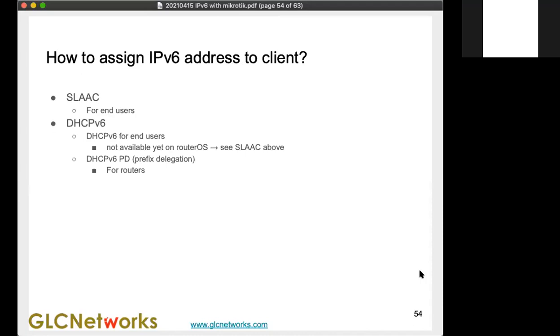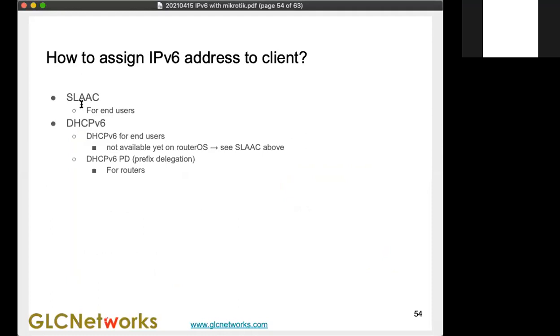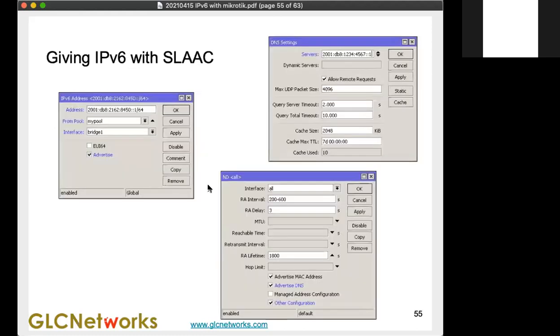So how to assign an IP address to the client here? Yeah, as I said, it's the explanation of the previous slide. So first you can use SLAAC for end user. You can use DHCPv6. Either you can use it for IPv6 for end user. Okay, so this is not available in RouterOS yet. So if you want to assign, you can use SLAAC. Or you can assign DHCPv6 PD, prefix delegation. So yeah, this one you can use on MikroTik.